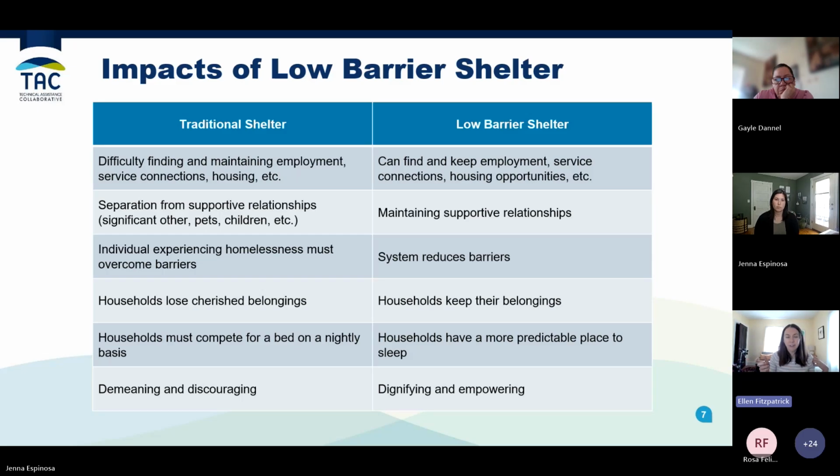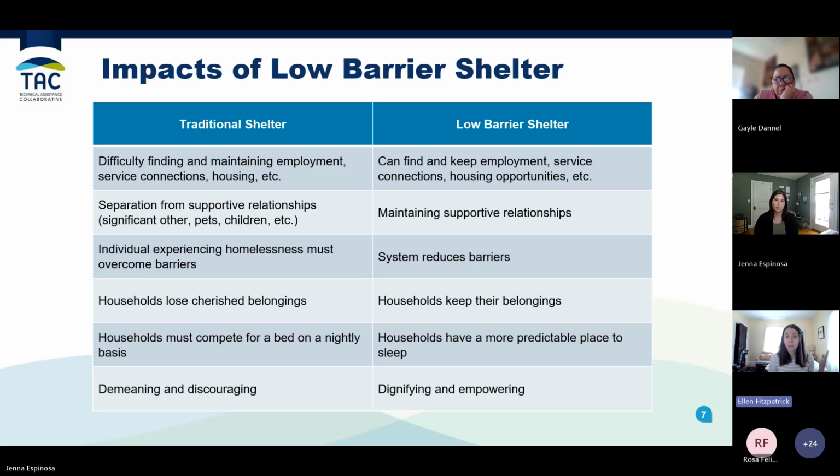I think that's another important distinction to make, right? Low or no barrier. When we say low barrier, we don't mean throw all the rules out the window, but we do mean that we're trying to make things more accessible for people wherever we can, really reduce those barriers whenever it's possible. Jenna also mentioned being able to maintain supportive relationships.